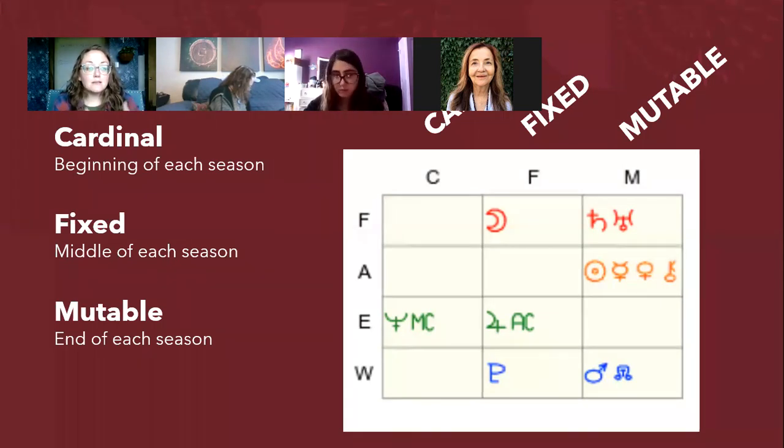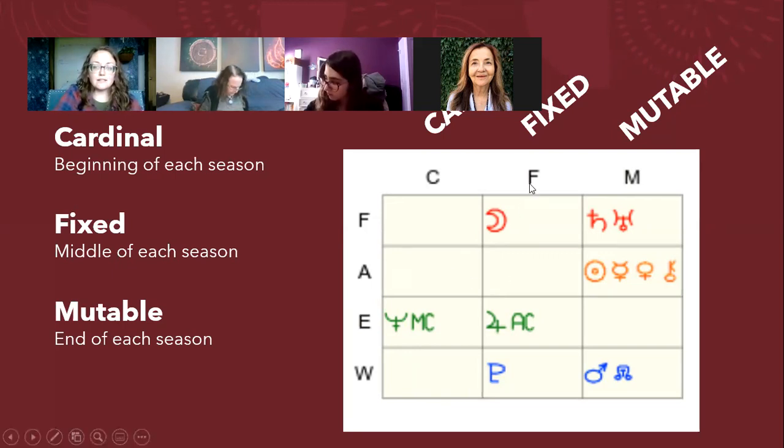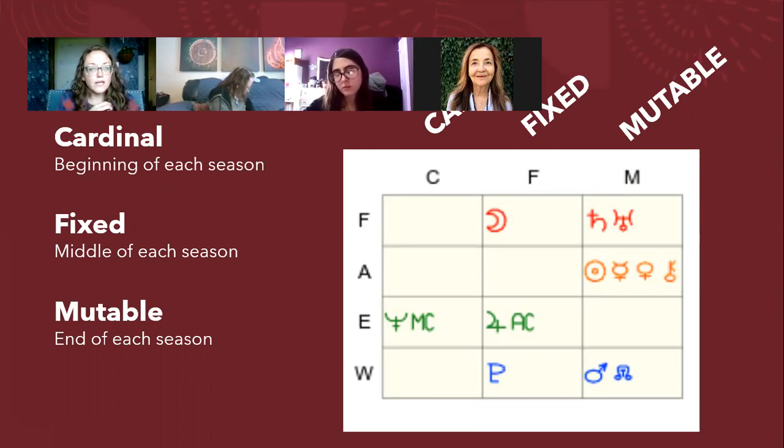And then you get into the middle of each season, and that's where you find the fixed energy. So the middle of spring is Taurus, and Taurus is the fixed earth sign. How you would read this table then is, let's say I want to see where my Taurus placements are. Well, it's the middle of spring, so it's a fixed sign, and it's an earth sign. So this box right here is Taurus. And each of those 12 boxes on that grid is one of the 12 zodiac signs. That's how you would read that.